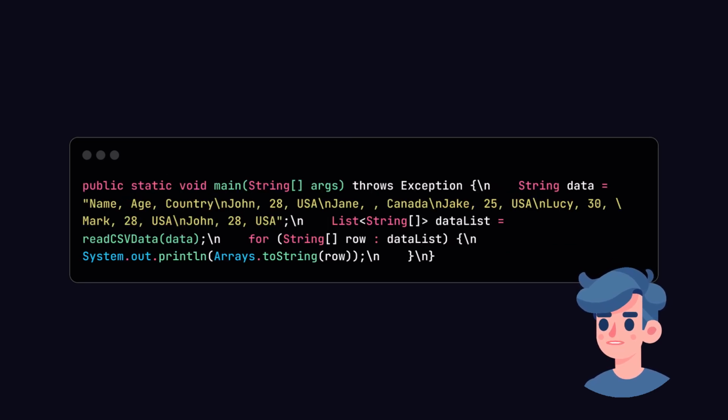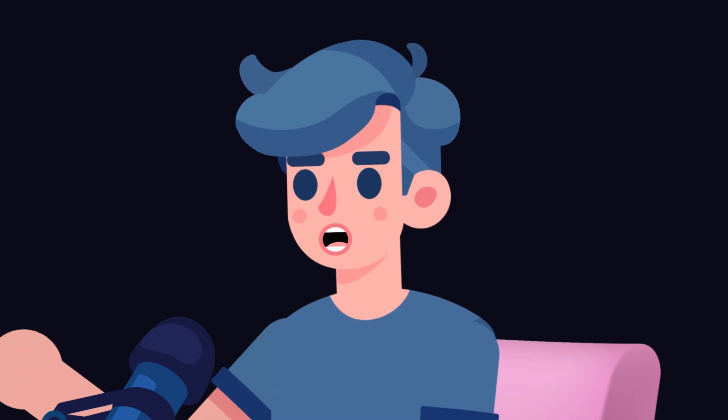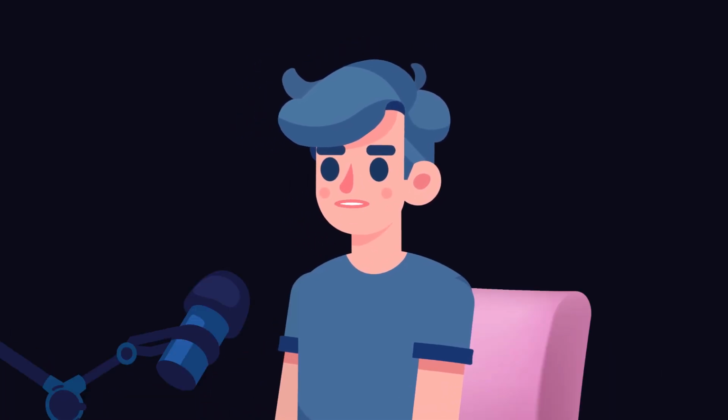We'll now call the readCSV data method and print the data to see what we're working with. This will help us visualize any data issues. Now we can see the raw data printed in the console, including empty fields as shown for Jane and Lucy. The next step is to handle these missing values.